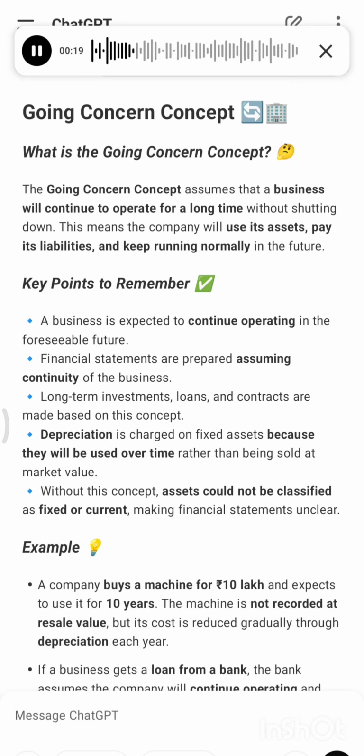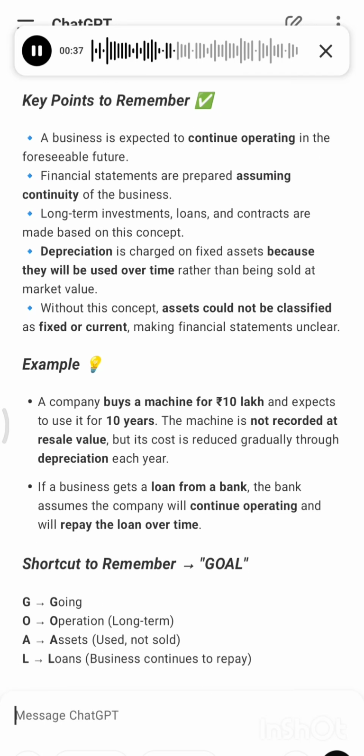Key points to remember. A business is expected to continue operating in the foreseeable future. Financial statements are prepared assuming continuity of the business. Long-term investments, loans, and contracts are made based on this concept. Depreciation is charged on fixed assets because they will be used over time rather than being sold at market value. Without this concept, assets could not be classified as fixed or current, making financial statements unclear.